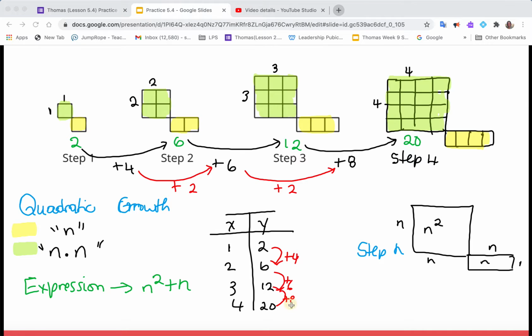and plus 8. But additionally, we noticed that there was a constant rate at which our rate of change was changing, which was plus 2, and that made it quadratic.